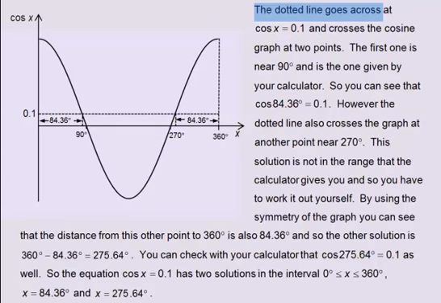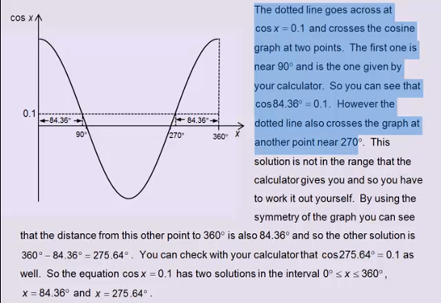The dotted line goes across at cos of x equals 0.1 and crosses the cosine graph at 2 points. The first one is near 90 degrees and is the one given by your calculator. So you can see that cos of 84.36 degrees equals 0.1. However, the dotted line also crosses the graph at another point near 270 degrees.